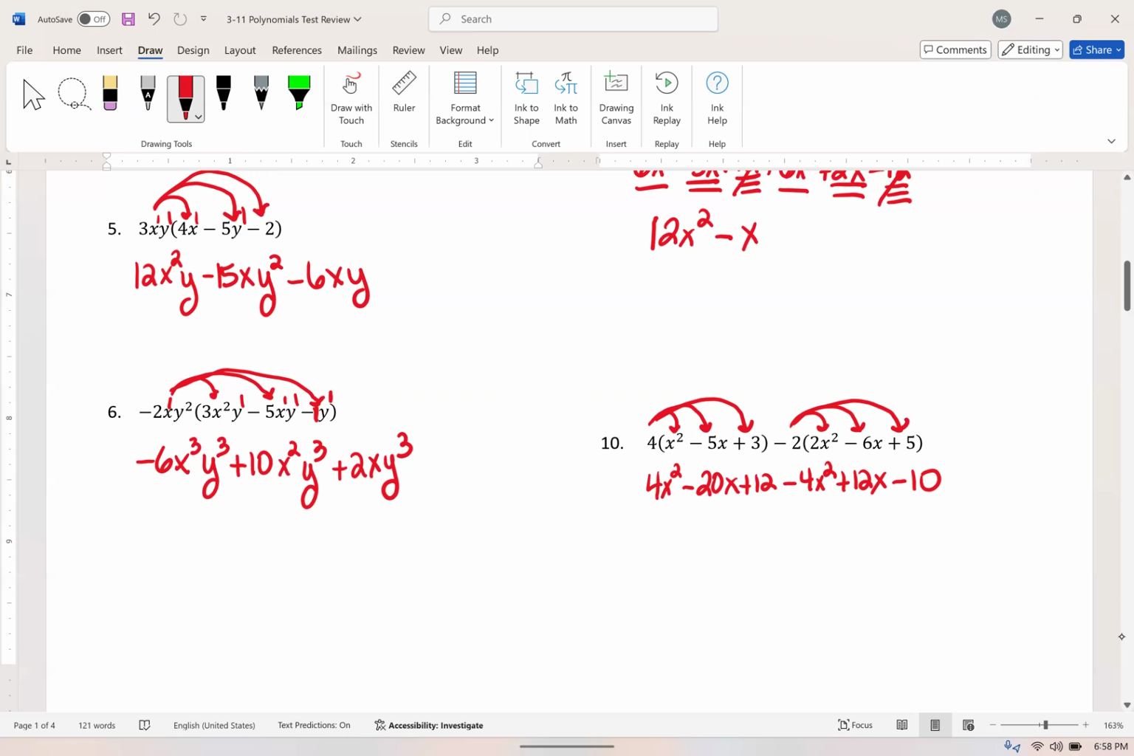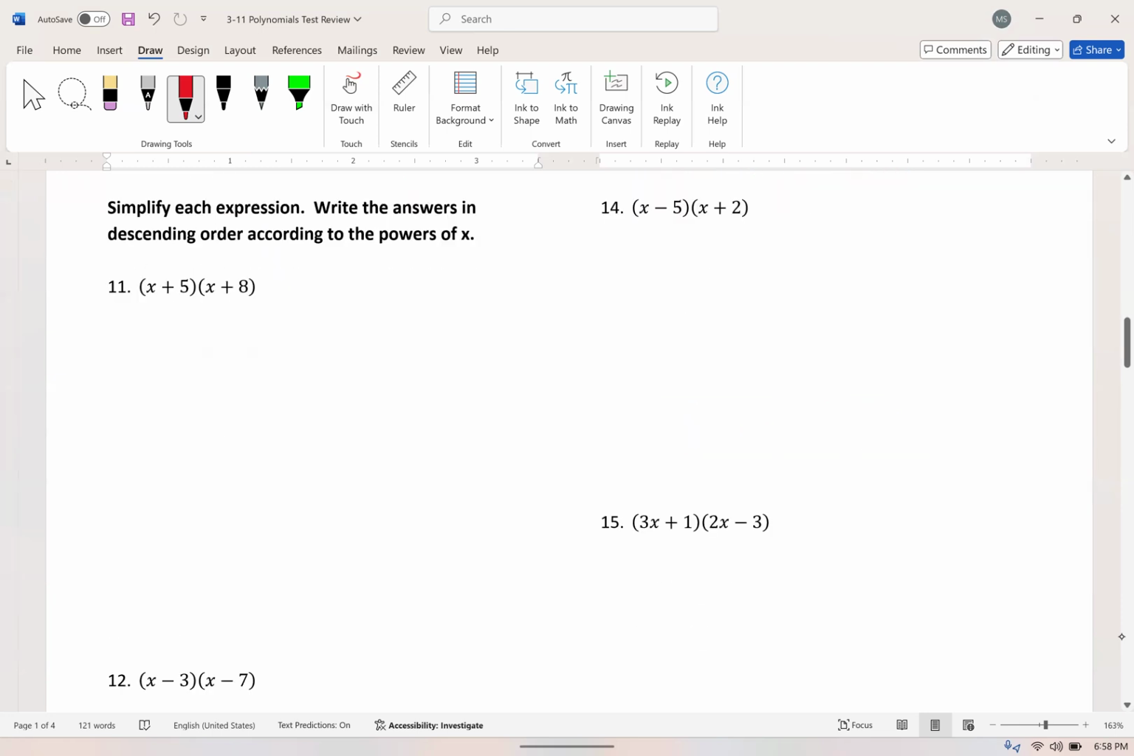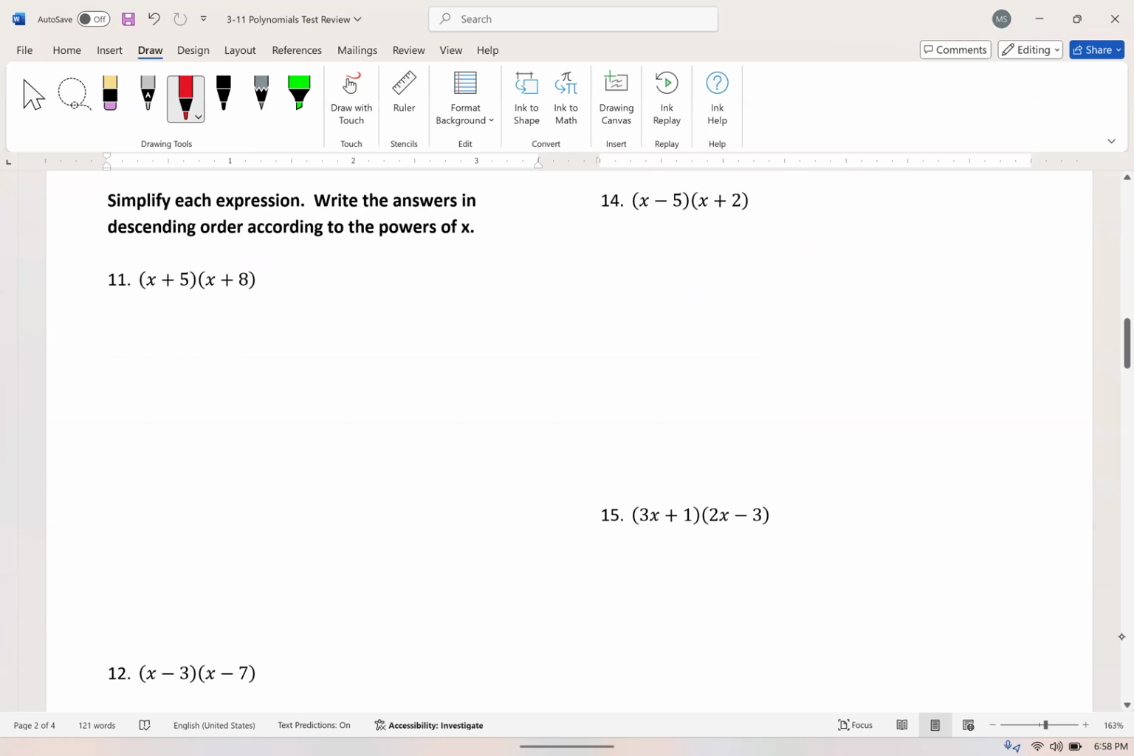Now we need to combine like terms. 4x squared minus 4x squared is just 0. So those cancel. Negative 20x plus 12x is negative 8x. And then positive 12 minus 10, that is positive 2. So negative 8x plus 2 is the correct answer. All right, number 11. Let's take a look at that one.